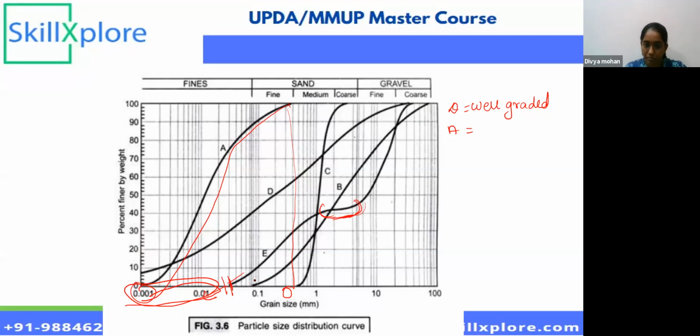Okay, and this B graph. This B graph starts only from 0.1 mm size particles, and it is devoid of this range of fines. It is well graded in this range, but it is devoid of fines. And this one is the interesting graph, C. C is a uniformly graded soil.